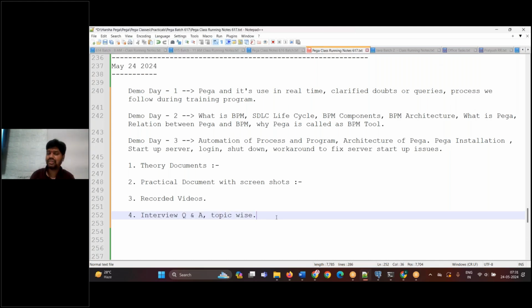These are the 4 things that you have to touch every day. Understand? Do not neglect the theory documents and interview questions. From Day 1 onwards, your interview preparation will start. Right? Clear, everyone? Okay. So you need to spend quality time.